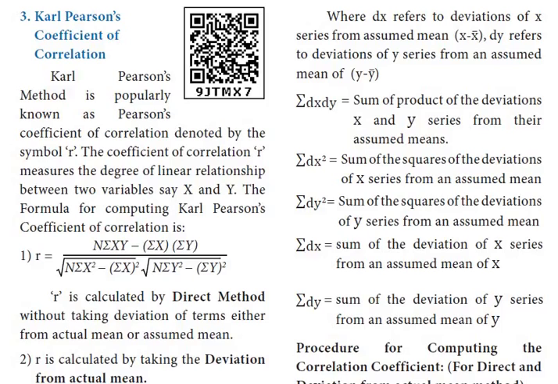Karl Pearson's coefficient of correlation is denoted by the symbol R. The first method of calculating R is: R equals n sigma xy minus sigma x into sigma y, divided by root of n sigma x square minus sigma x the whole square, into root of n sigma y square minus sigma y the whole square.